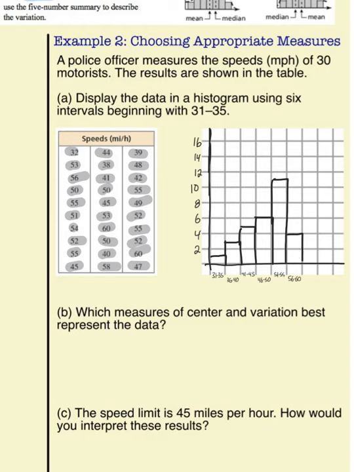Well, people are supposed to be going this fast, and most people are going faster than that. So most people speed between 6 to 10 miles over the speed limit.